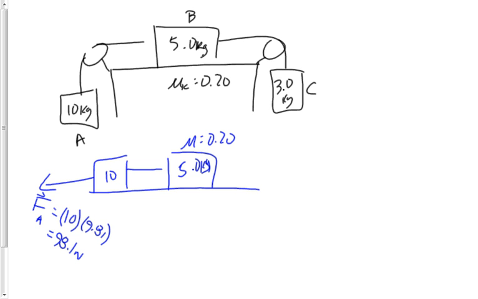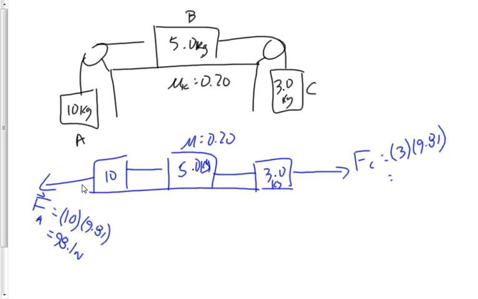There's also a 3 kilogram object that I'm pulling up this way. That's object C. It's going to have a force to the right that's equal to 3 times 9.81, the force of gravity acting on it. Again, really, it's down as well, but I'm going to draw it to the right because it's easier for me to visualize. We have one more force acting here.